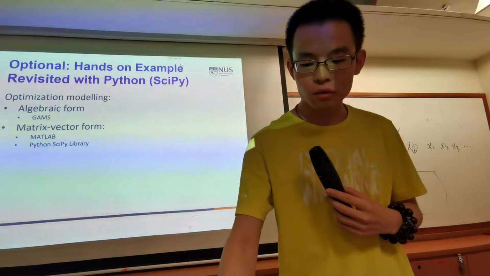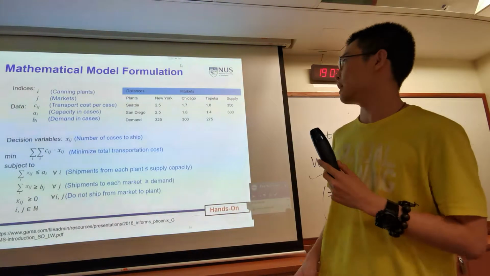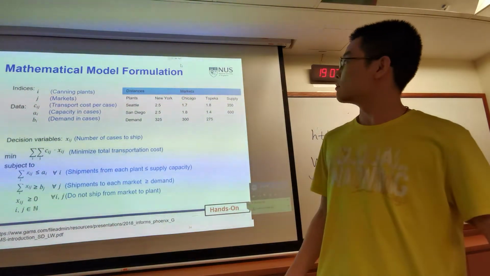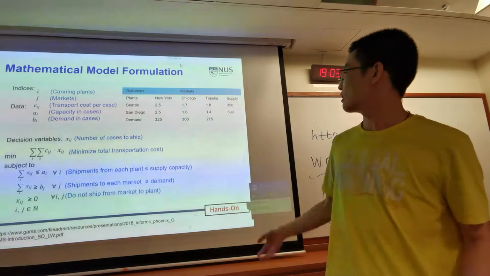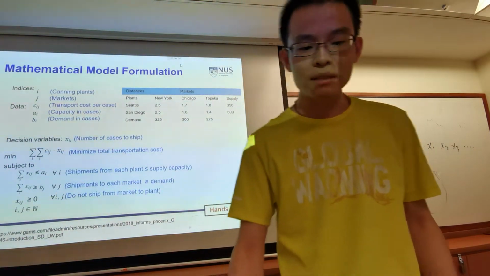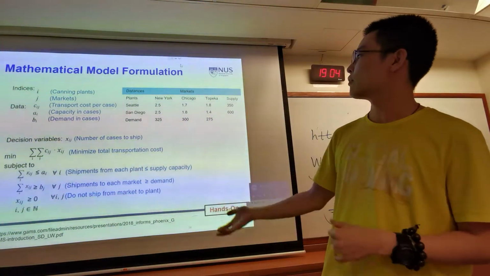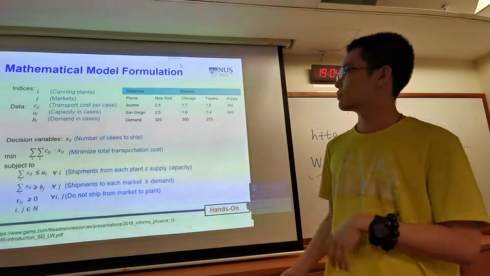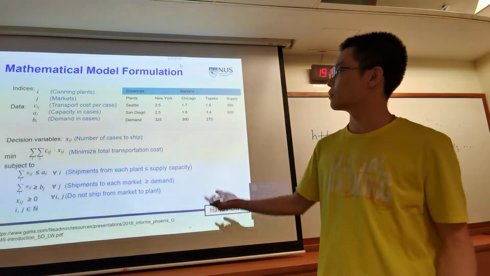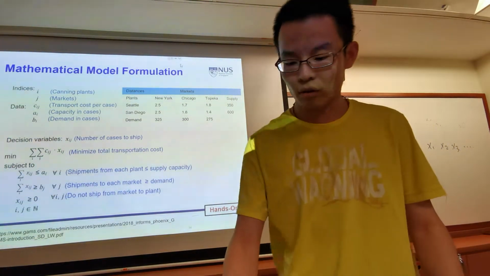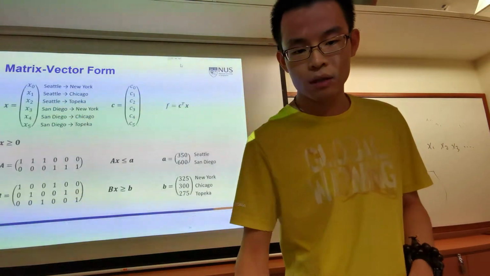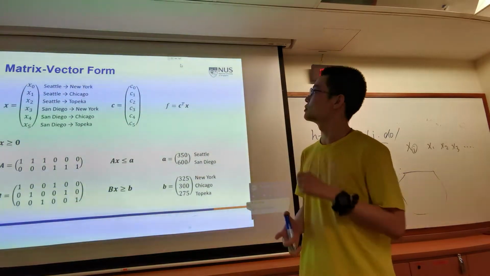So I will use Python to solve the previous optimization problem, which was introduced by Lanyu. The slide is reproduced here. This formulation is more suitable for the algebraic form, because you already have indices and you already index all the variables over those sets. But for the vector form, as I mentioned previously, you don't have the two sets of indices i and j, you only have one. So we need to change it to matrix vector form.